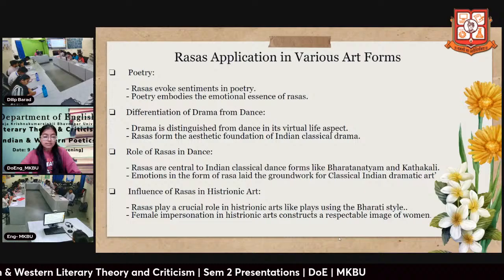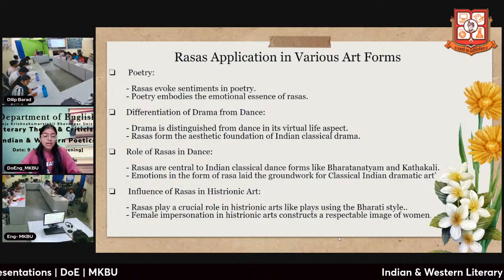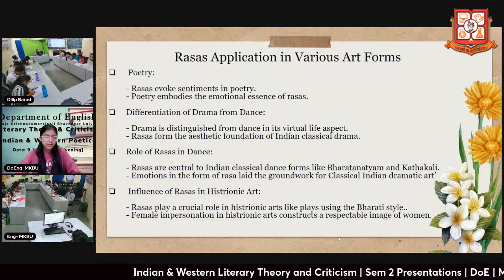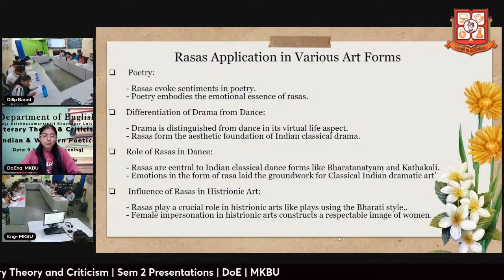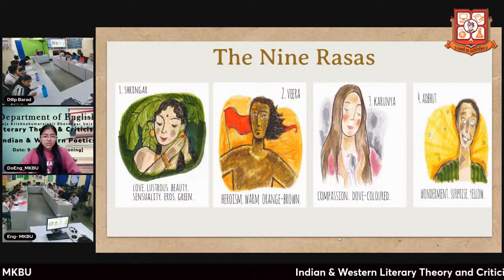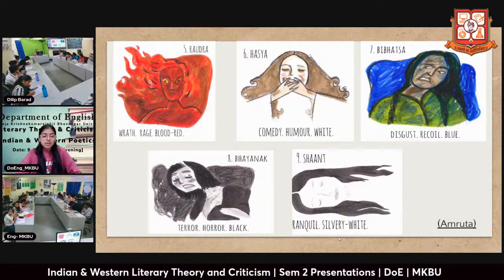Influence of rasas in historic art. Rasas play a crucial role in historic arts like plays using the Bharati style. Female impersonation in historic art constructs a respectable image of women. There are the nine rasas: Shringar, Veera, Karunya, Adbhut, Rudra, Hasya, Vibhatsa, Bhayanak and Shanta.